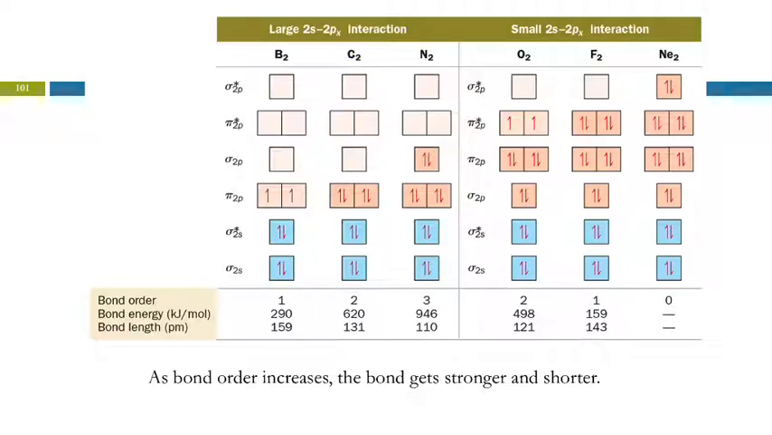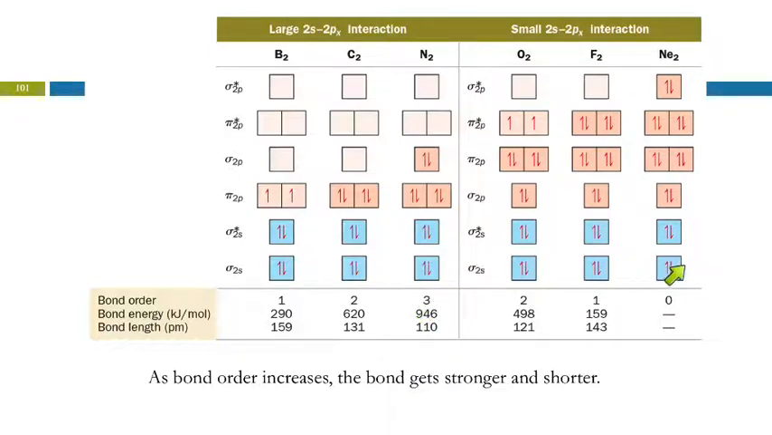Carbon 2 has 2 more electrons, and so those are going to go here into these pi bonding orbitals. This has a bond order of 2. Nitrogen, we're adding 2 more electrons. Those are going to go into this sigma orbital. And the bond order here is 3.